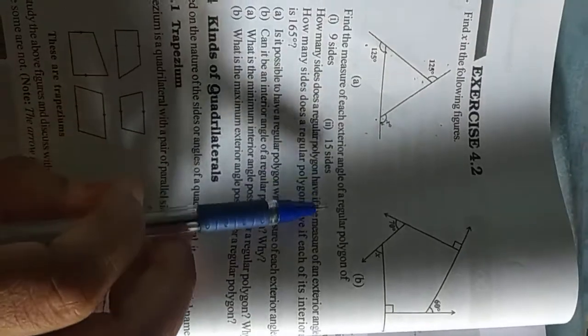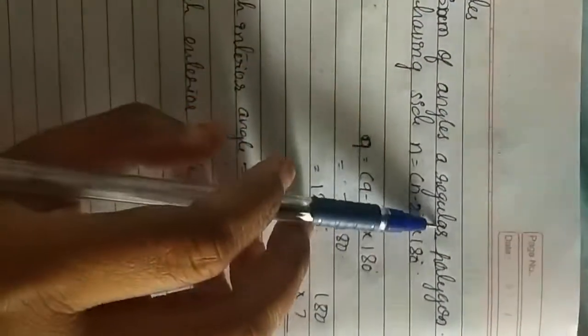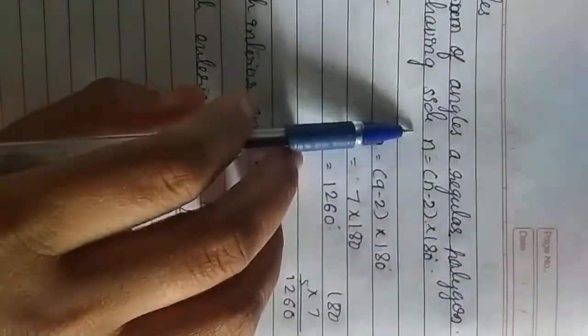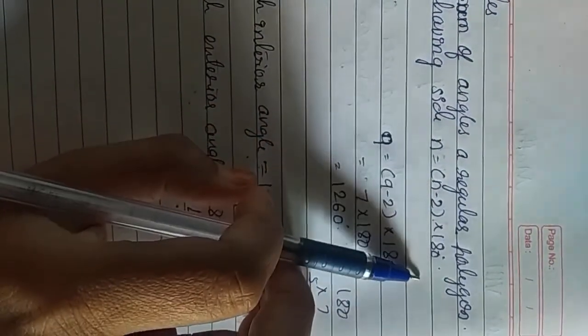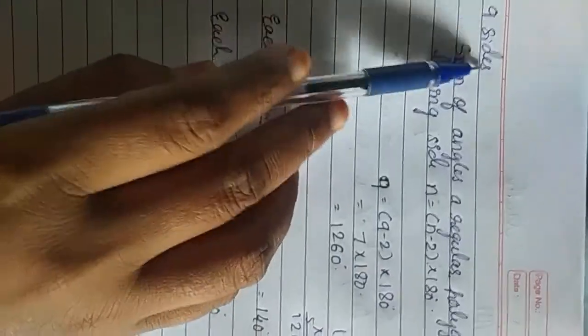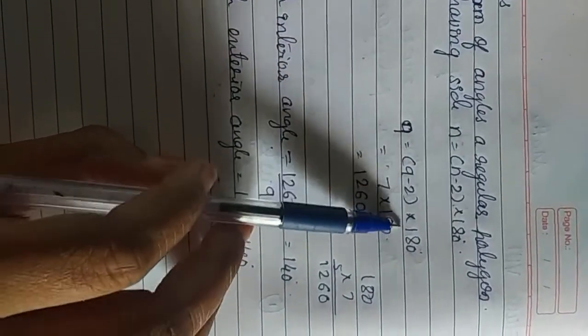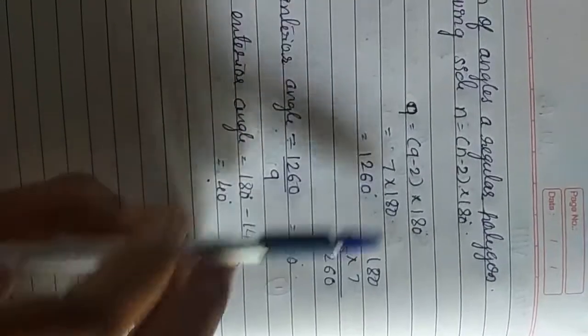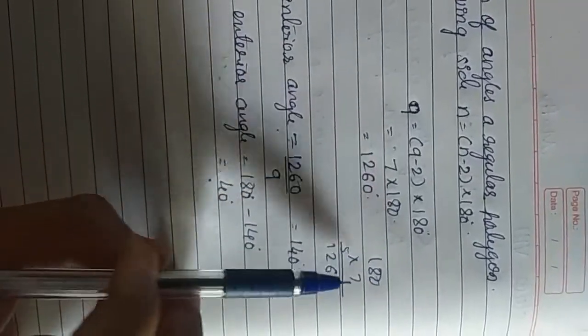Next one. Find the measures of each exterior angle of a regular polygon of 9 sides, 15 sides. Solution. The sum of angles of a regular polygon having n sides, we know, is (n minus 2) into 180 degrees. Here n is 9. They have given 9 sides. So (9 minus 2) into 180 degrees. It is 180 into 7.